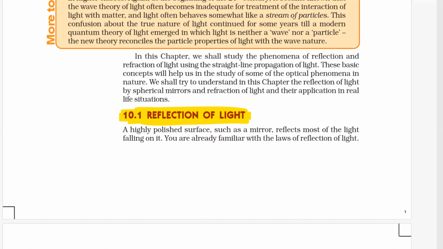Reflection of light. When light strikes any surface, it changes its path, or it gets reflected from that surface. This is called reflection of light. It will come in detail in a further chapter, so you don't have to worry.